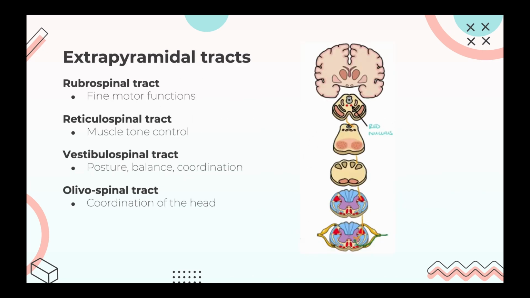Then there are the extrapyramidal tracts, which are other motor tracts that are not within the cerebral cortex, but instead act from the brainstem or the spinal cord itself. And they are the rubrospinal tract, which controls fine motor functions, the reticulospinal tract, which controls muscle tone, the vestibulospinal tract, which controls posture, balance, and coordination, and the olivospinal tract, which controls coordination of the head specifically.